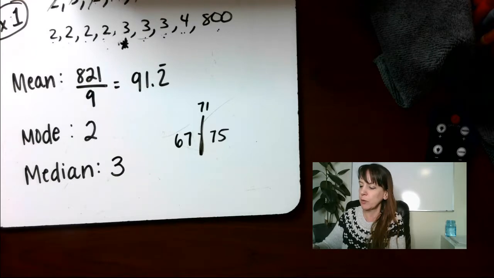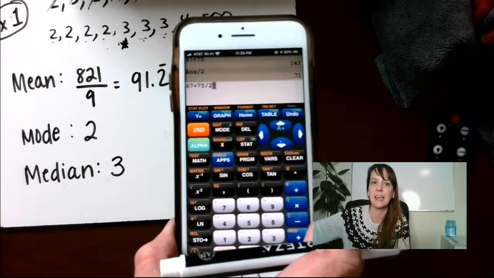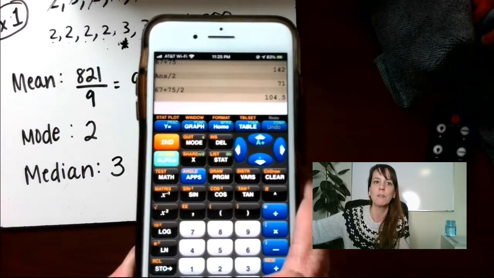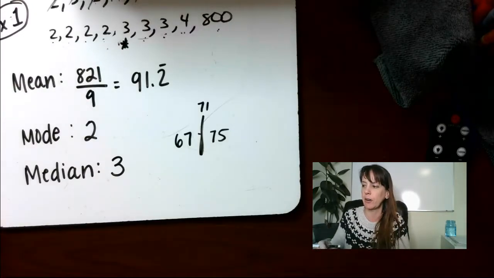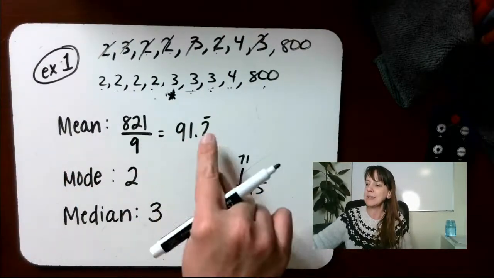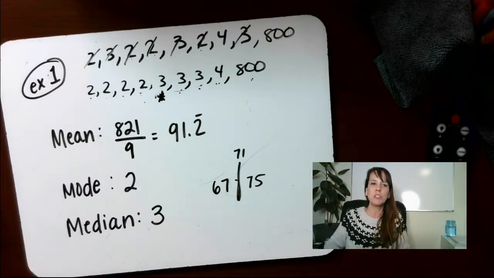However, if you enter 67 plus 75 divided by 2 like this, it doesn't do order of operations, and you'll see you'll get 104. So you have to be very careful about your order of operations if you're doing that. All right, so back to our original question. Mean is 91.2, mode is 2, median is 3.